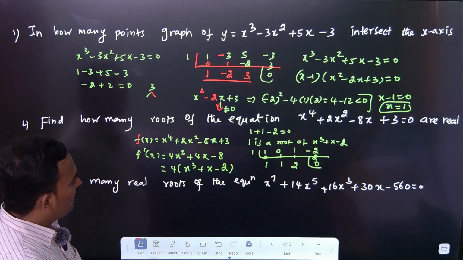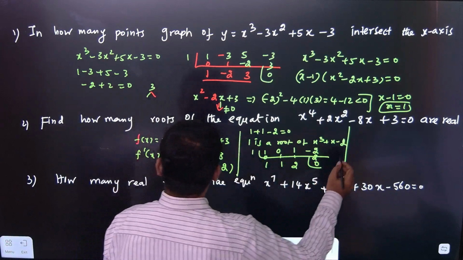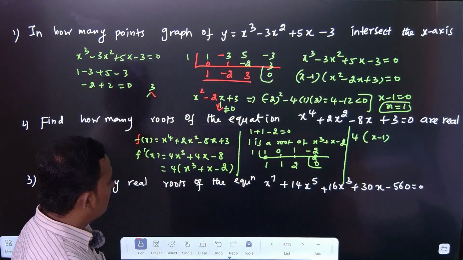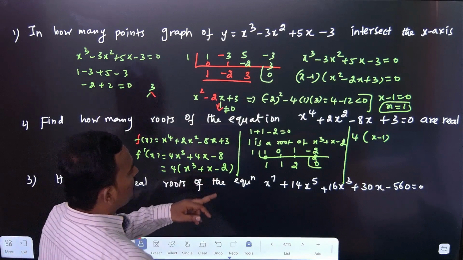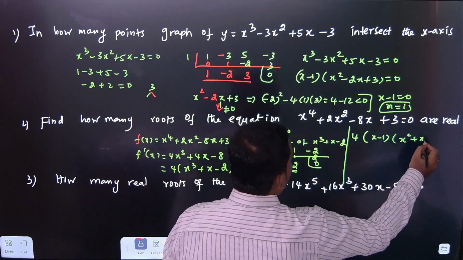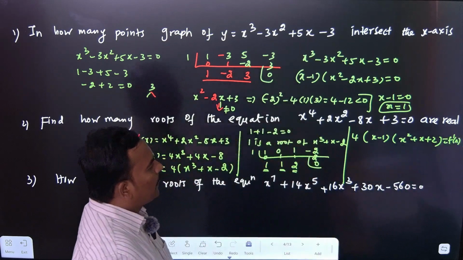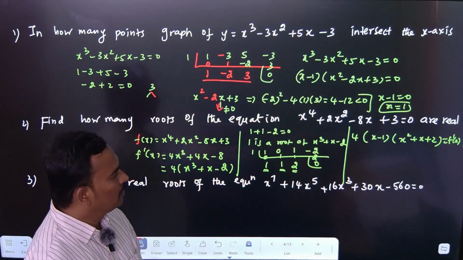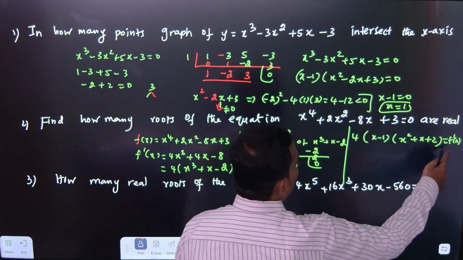Okay, then how do we reduce this one? You can see here, 4 into x minus 1 is a factor because 1 is a root, or 1 satisfies the equation. Then the second factor: this is your x square, this is x, this is the constant term. x square plus x plus 2, we can write this is your f dash of x. Okay, what is our question? How many real roots of the equation are possible? This is your f dash of x, right?